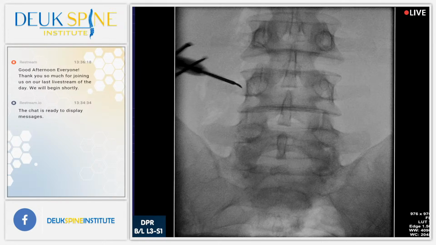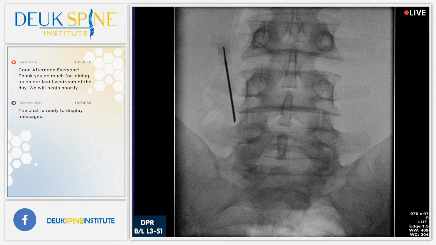Now, radiofrequency ablation has been around for years. The problem is, with radiofrequency ablation, they don't last, and many times they don't even work. So at Deuk Spine, we started to ask why. Why do they not work? Why do they not last?